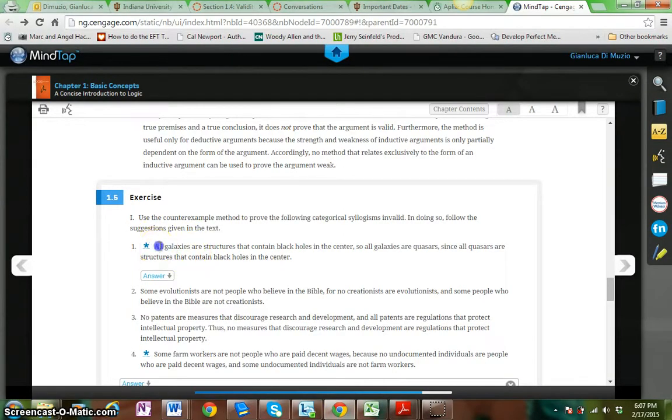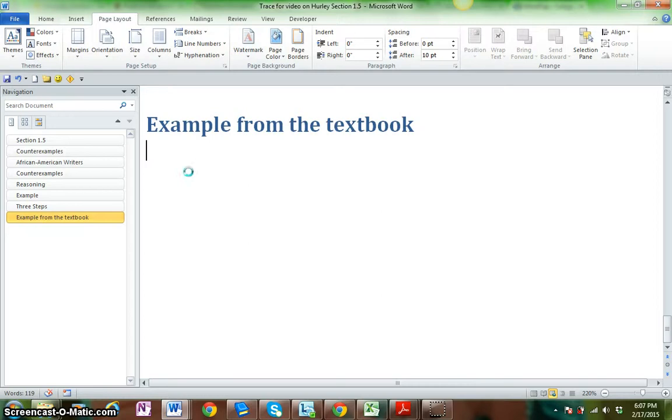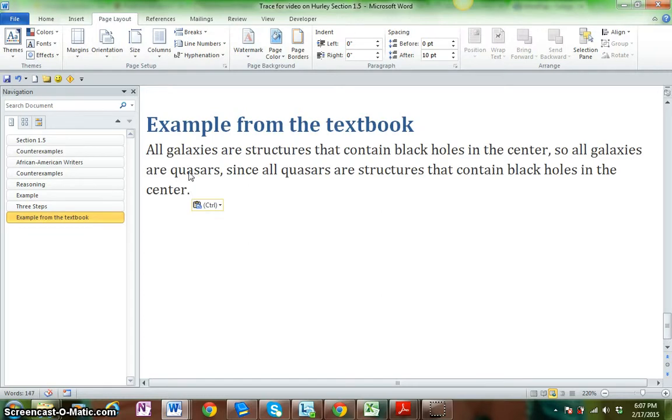For example, let's take this number 1. Okay, so this is our argument. All galaxies are structures that contain black holes in the center. So all galaxies are quasars, since all quasars are structures that contain black holes in the center. The first thing you want to do here is figure out which statements are the premises and which statement is the conclusion. And here you can see that there's a conclusion indicator. So the statement, all galaxies are quasars, is the conclusion. This is one of those arguments where you get a premise first, and then there's the conclusion that is sandwiched between the first premise and the second premise. This is the second premise, and you can tell because it's introduced by the premise indicator since.